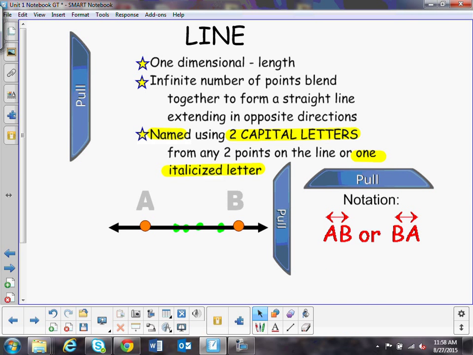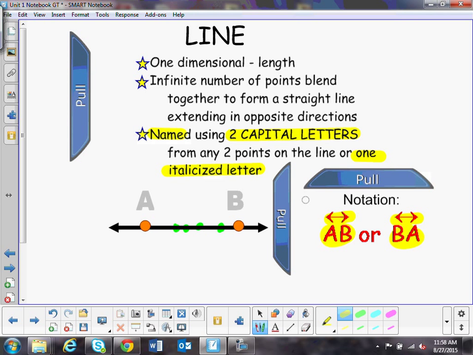Here's how you would name it using two capital letters. The symbols are very important. I don't care what letter you start with. You could say AB, or you could say BA, and then you have to have that line symbol on top with the arrows. There's another one that has no arrows, and that's another term.